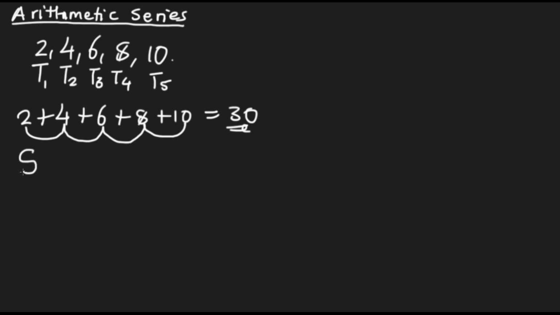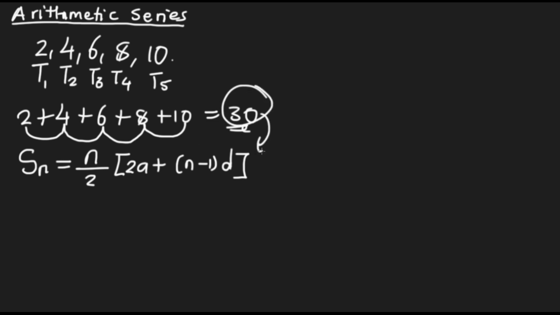So the formula is sum of n terms is equal to n over 2 open brackets 2 times a plus open brackets n minus 1 multiplied by common difference, then we close. n denotes the number of terms. So let's find this 30 using this formula.